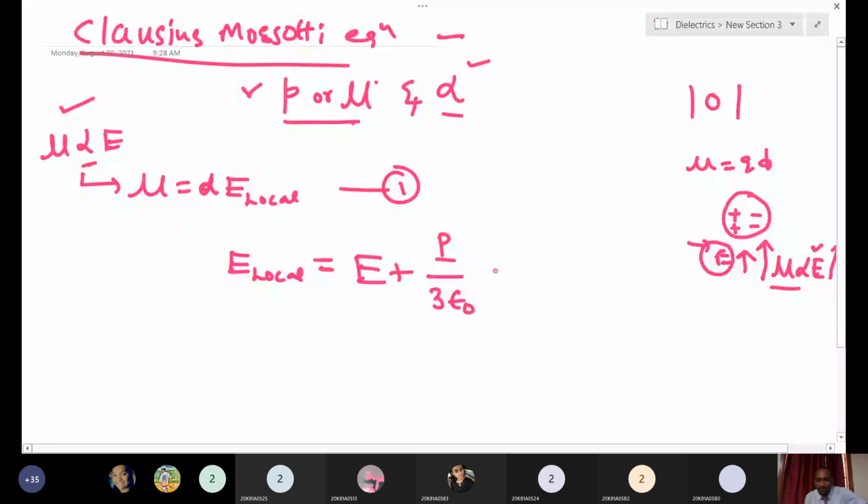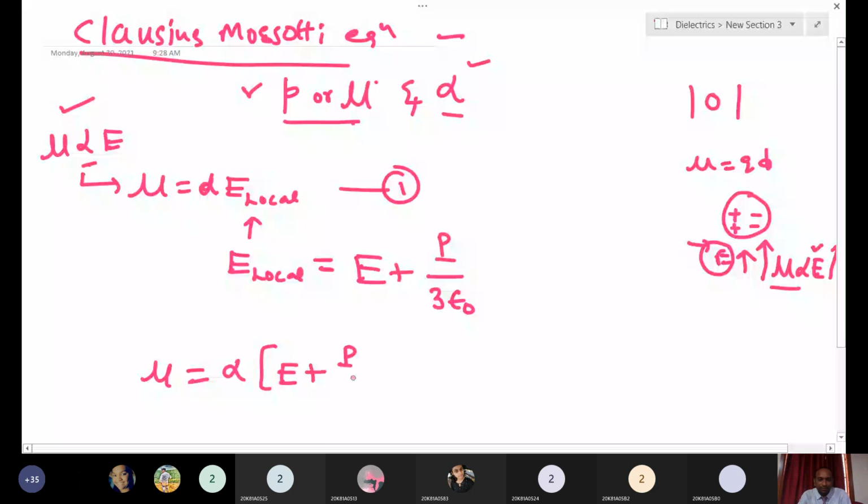Yes. Okay, you substitute this local electric field here. This is the local electric field of a dielectric atom when you keep it within the parallel plate capacitor, within the external plates, or external electric field. From there you simply substitute: mu is equal to alpha into E local. We are substituting E plus P by 3 epsilon naught.